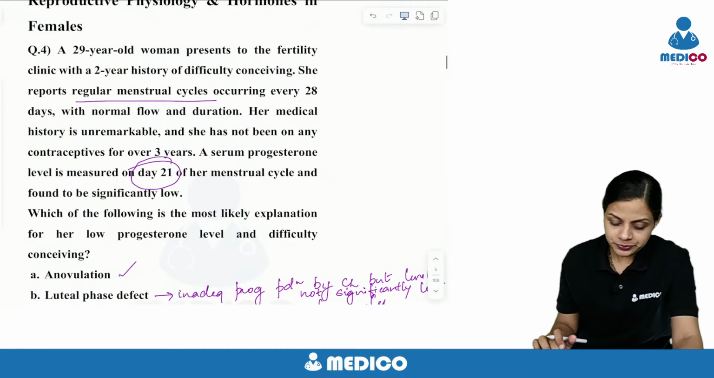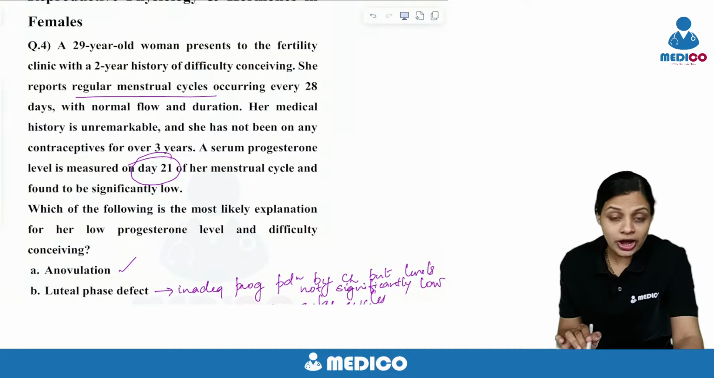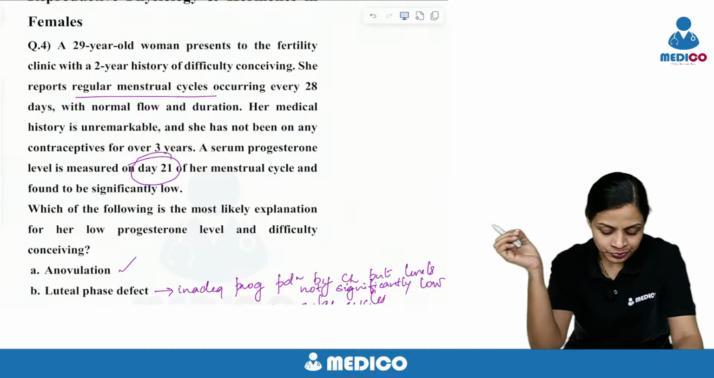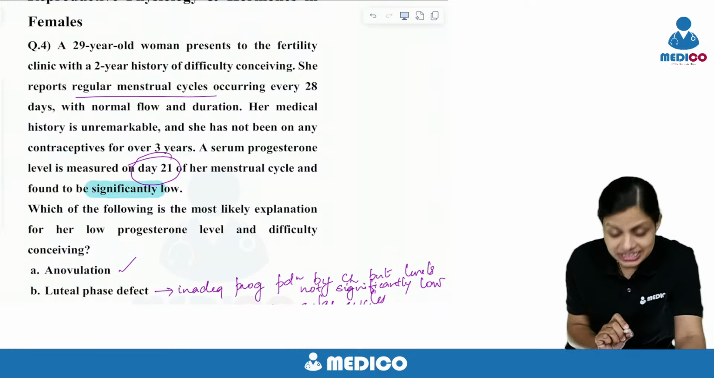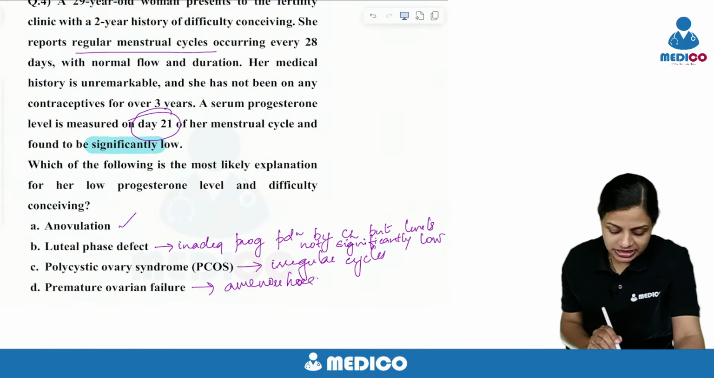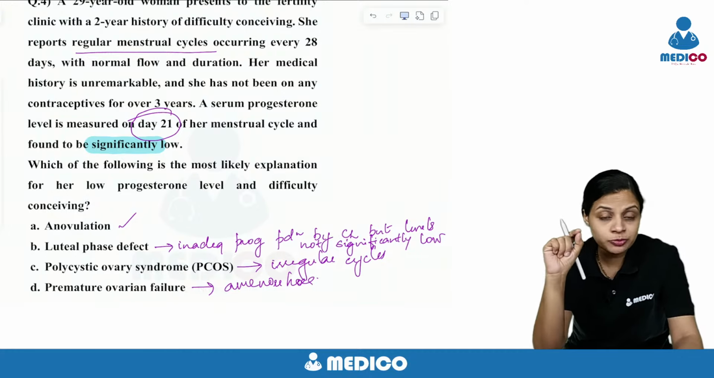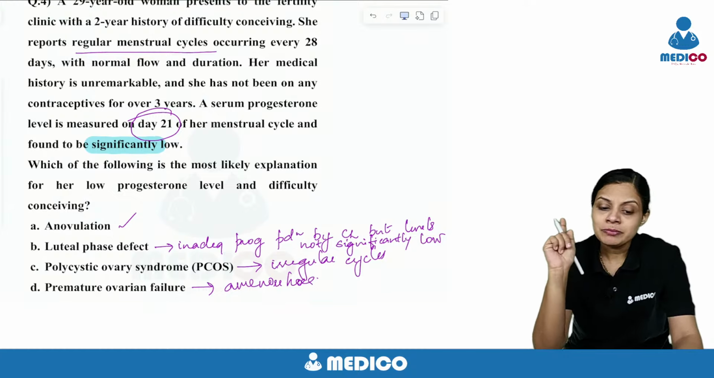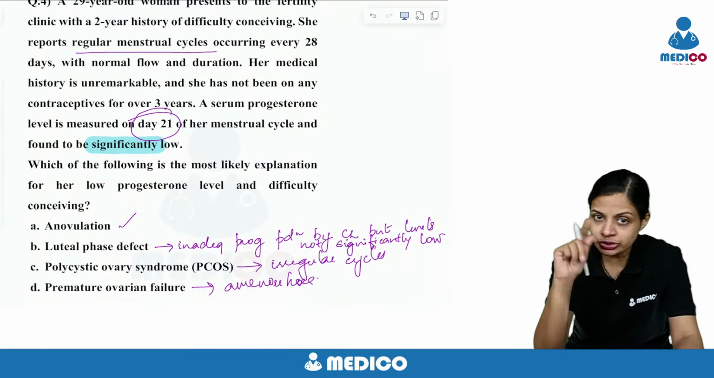Now we'll move on to the reproductive physiology. What was her question? You had a 29-year-old woman who had regular menstrual cycles but was unable to conceive. She had a serum progesterone level measured on day 21, which was found to be significantly low. Every word is important. See how they have mentioned it as significantly low. You were easily able to omit PCOS and premature ovarian failure from the question itself, because PCOS would present with irregular cycles and premature ovarian failure would present with amenorrhea. So it is either anovulation or luteal phase defect.